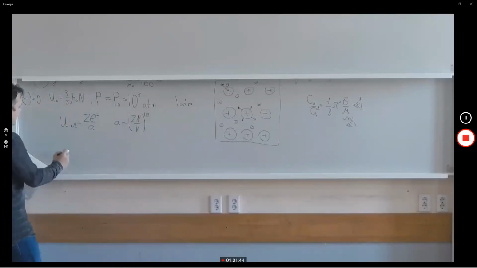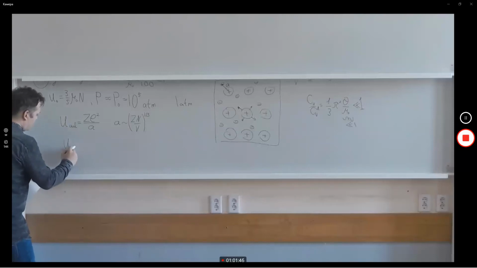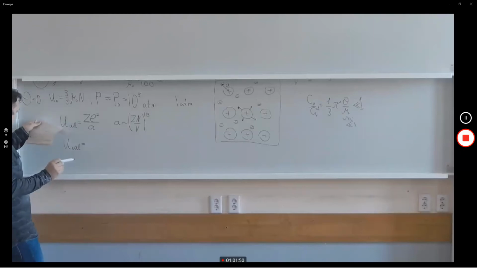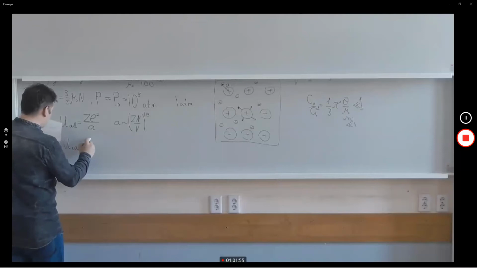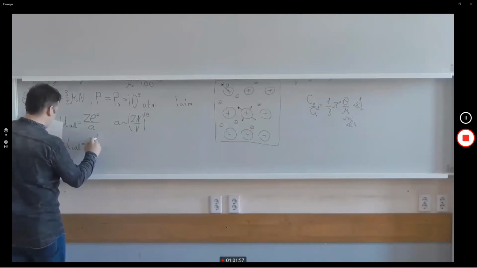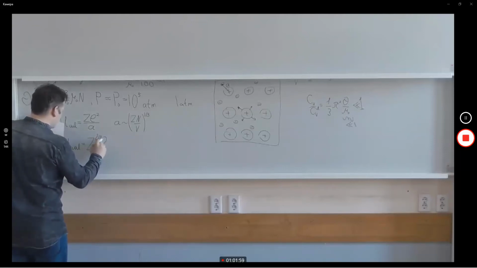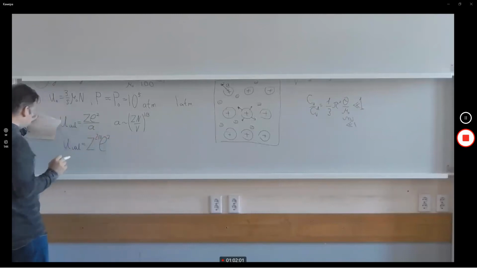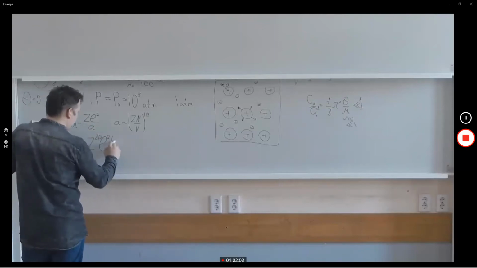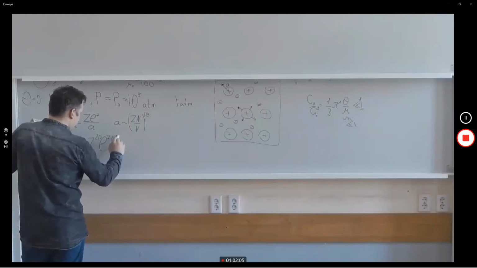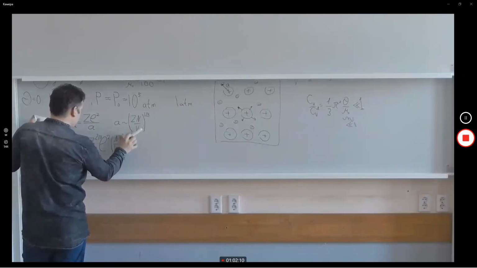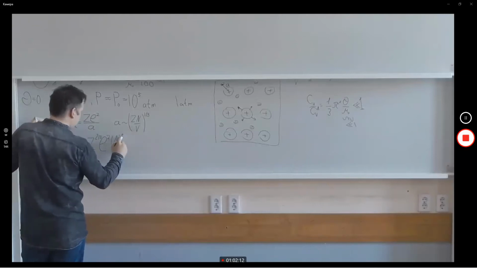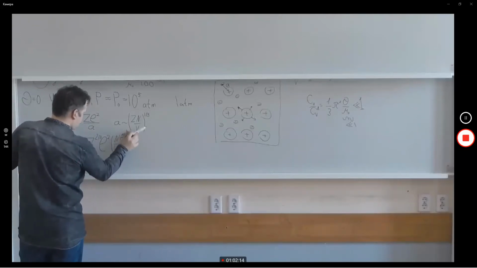So I have the following estimate for the Coulomb energy: Z to the power 2/3 e squared, N divided by V to the power 1/3.